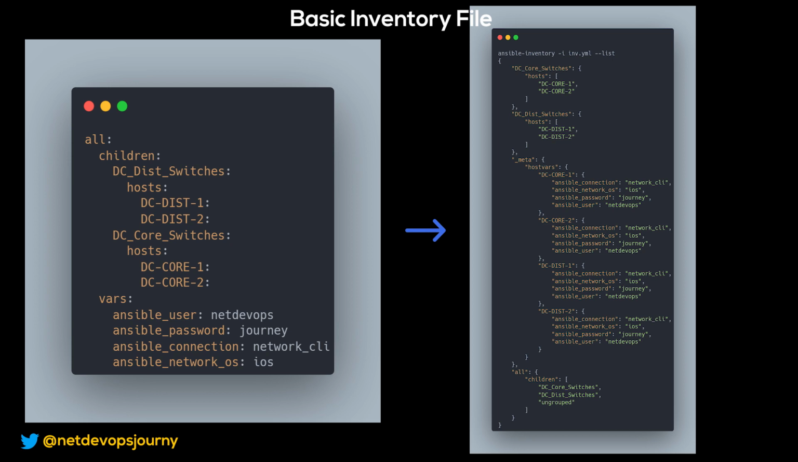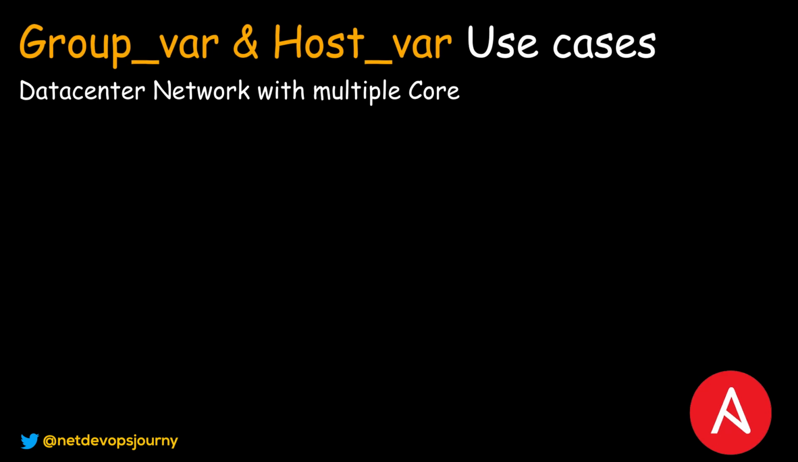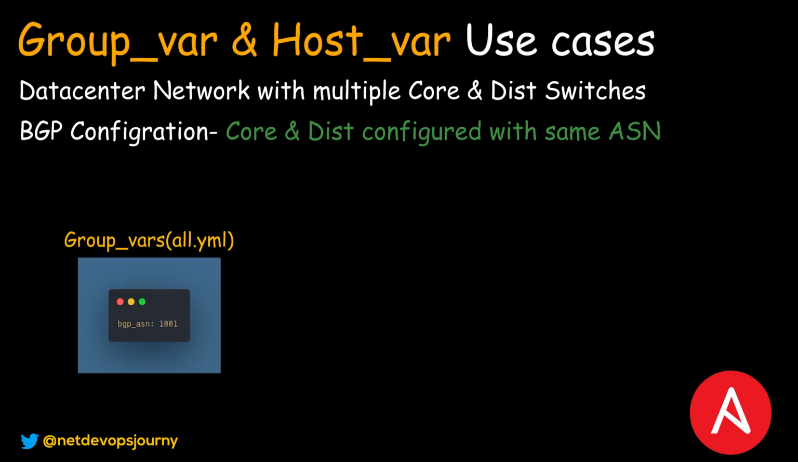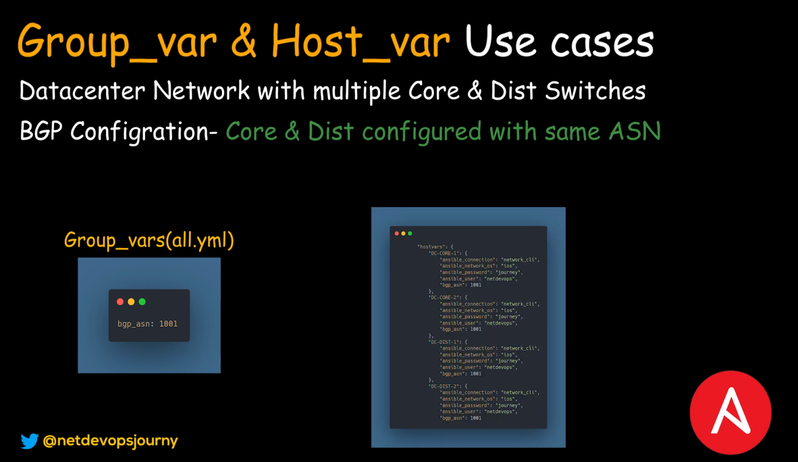To explain this through some examples, imagine we have a DC network consisting of a bunch of core switches and distribution switches. And all these switches are to be configured with the same BGP AS number. For that, we can specify the BGP ASN in the group variables under all.yml. So if you look at the result of this inventory, it looks something like this, where we have the BGP ASN across all the devices that are part of all groups.